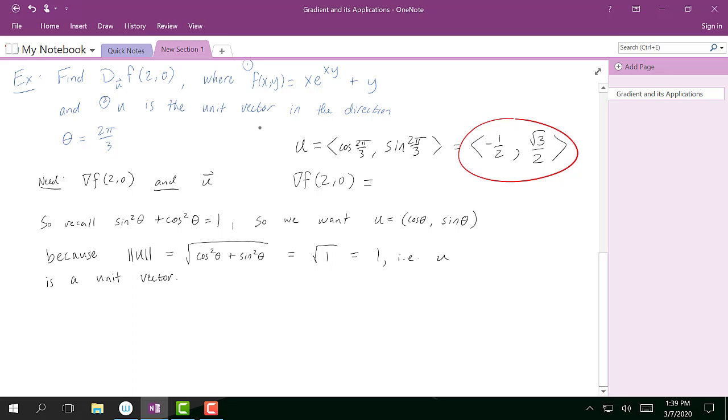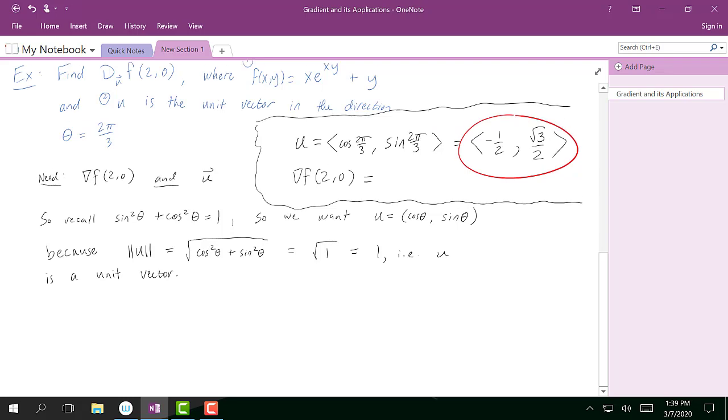So hopefully all this makes sense. I'll give us a little bit of space here just so we can look at this a little more easily. So again, all we've done so far is found one of the two pieces we need. We found the unit vector by considering something that gives us a unit vector, sine squared plus cosine squared of theta equals 1, and then plugged in the specific value of theta. Alright, so I'm going to scroll down a little bit so we can find our directional derivative.